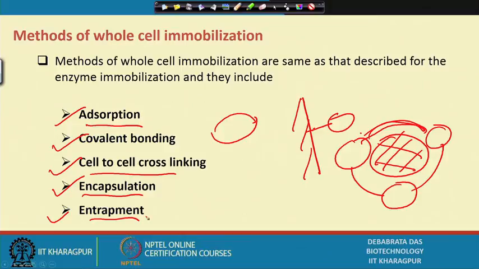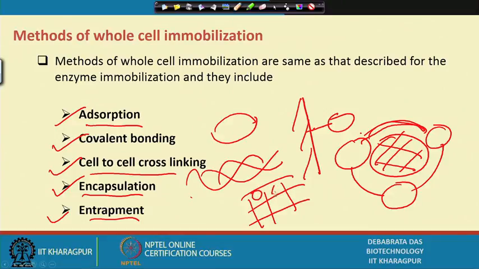And entrapment, as I told you, means fiber entrapment and gel entrapment. We have gel, and inside the gel the organism might be entrapped. Similarly, inside the fiber the organism might be entrapped. So, these are the different immobilization techniques that we have.